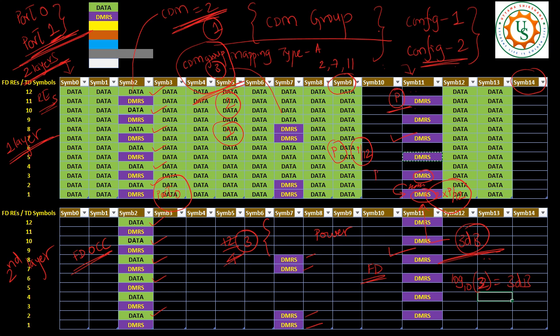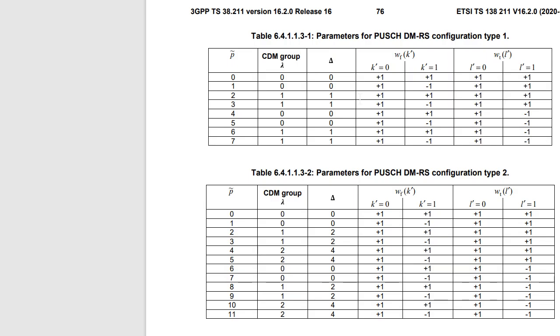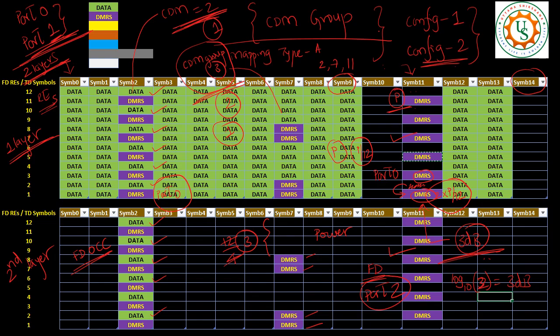So in this case, this could be port 0 and this could be port 2. Okay, this also you can see in the spec actually. If you see here port 0 and 2, you see that delta is equal to 1, which means that it occupies odd REs. You will see OCC is plus 1 for port 0, also plus 1 plus 1. I think you got the concept. Then what are the related concepts? Similarly, different ports could be used for even config type 2.